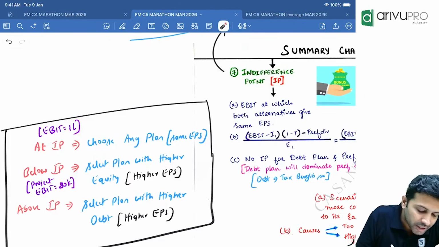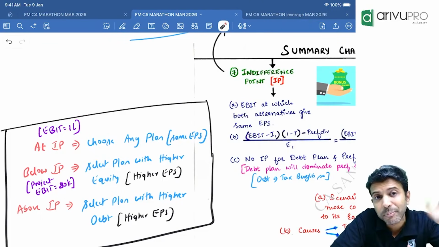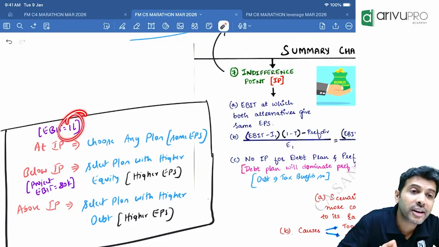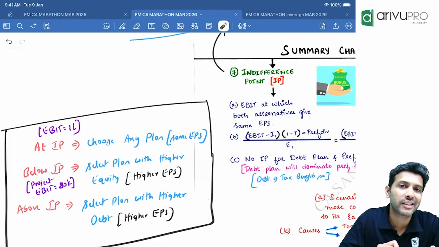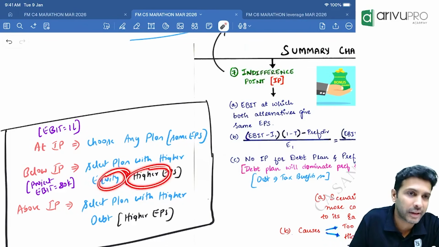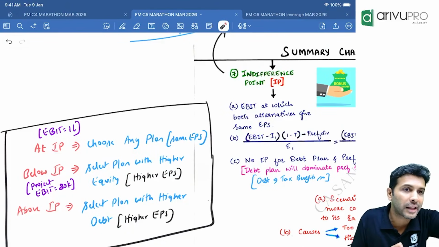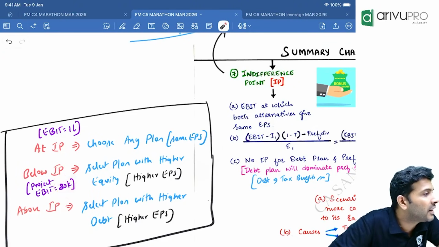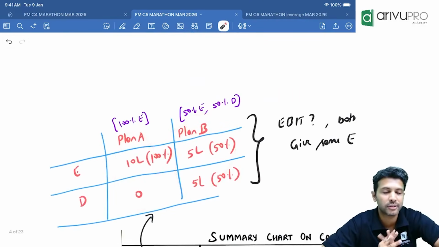So if the project's EBIT is lesser than the indifference point EBIT, what did I say? In that case you will always select that plan which uses higher equity. Below indifference point, you will always select that plan which is using more and more equity. Now you tell me, if the project's EBIT is 80,000, whether you will go for plan A, plan B, or it does not make a difference.